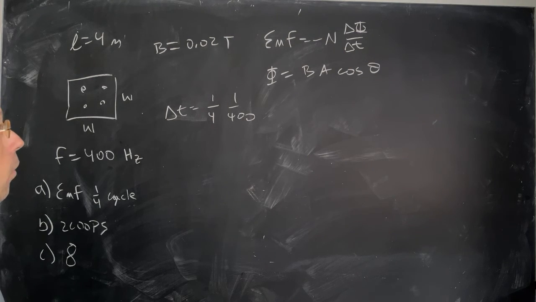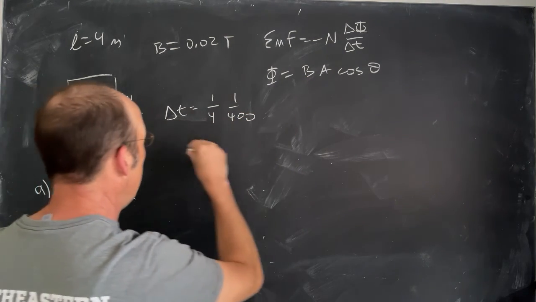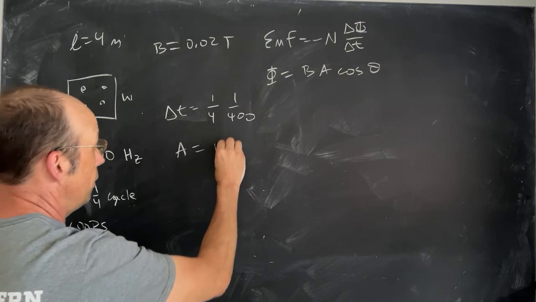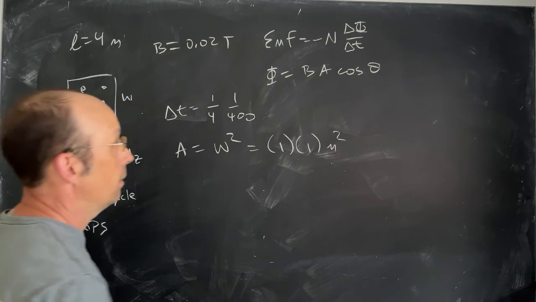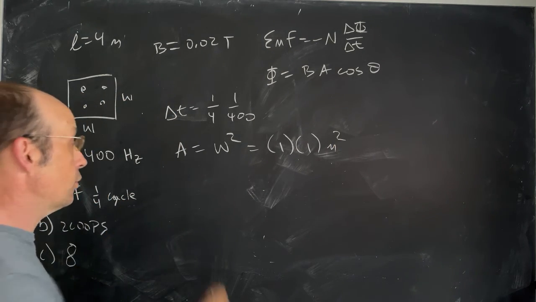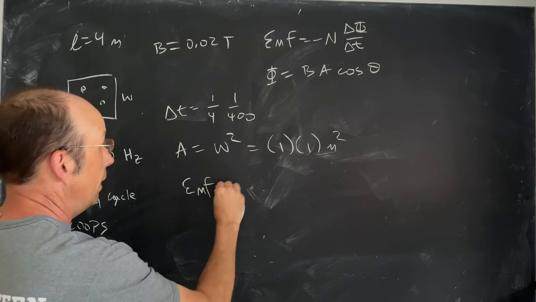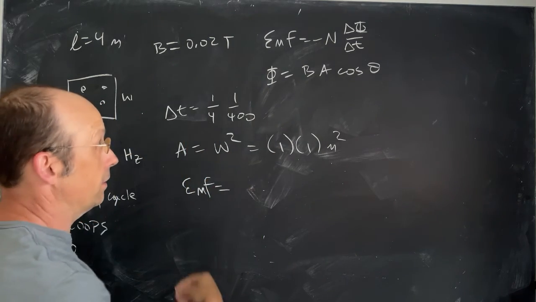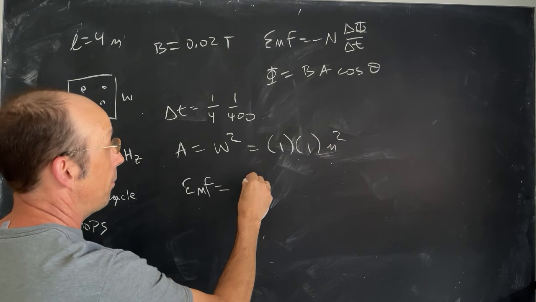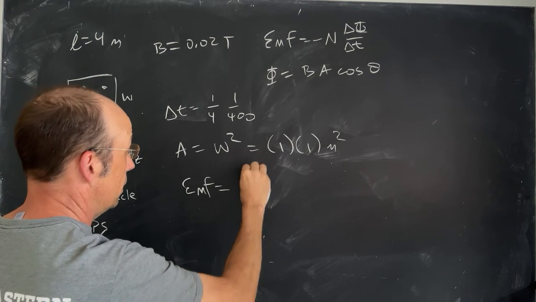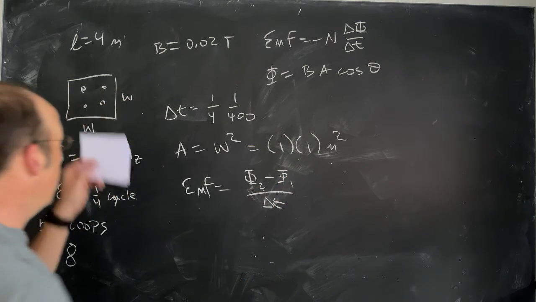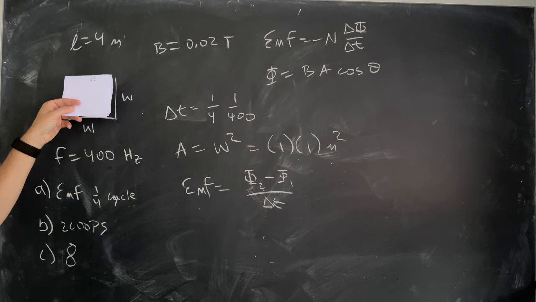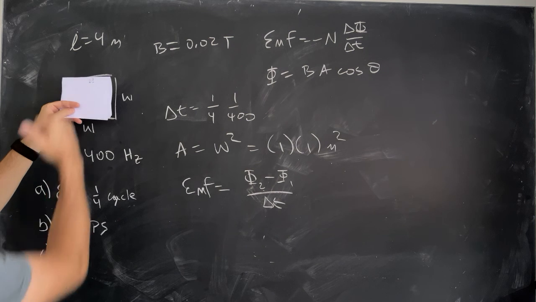Okay. Now, what about the flux? I know B, and A is going to be W squared, which is 1 times 1 meter squared. And so EMF is going to be equal to, I'm going to leave off the negative sign because it doesn't matter, N is 1, flux 2 minus flux 1 over delta t. So here I have the flux where the angle between the area and the magnetic field is 0, right? Because the area is this way and the magnetic field is the same way.